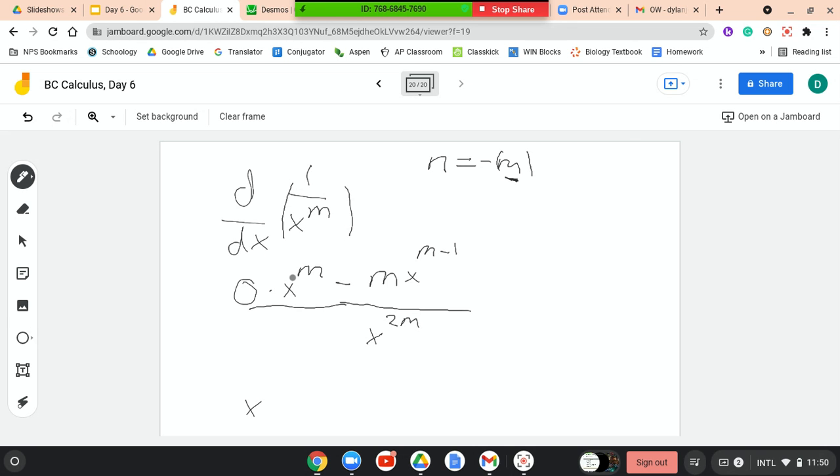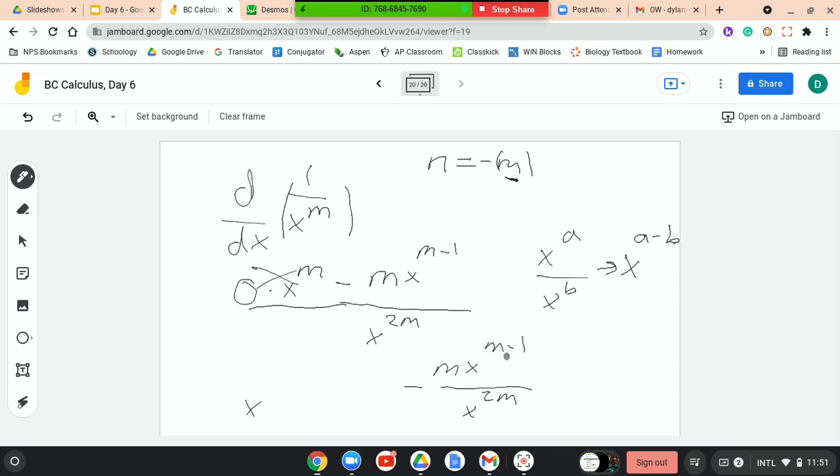Yeah. Cool. 0 times anything is 0, so we ignore it. We get negative m x to the m minus 1 over x to the 2m. All right. And actually, let me just backtrack. If we have x to the a divided by x to the b, what is the exponent rule for this? X to the a minus b? Yes, exactly. Do you guys remember that rule?